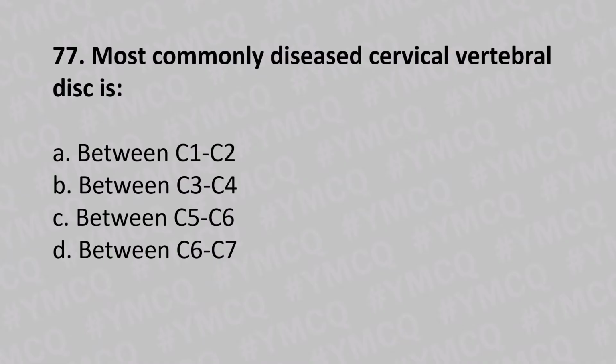Moving to our 77th question. Most commonly affected cervical vertebral disc is option A, between C1, C2. Option B, between C3, C4. Option C, between C5, C6. Option D, between C6, C7. And the answer is option C, between C5, C6.